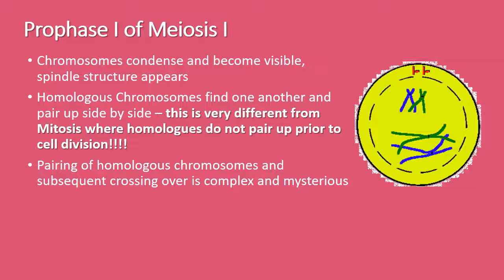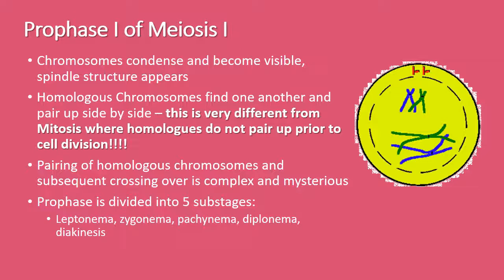The pairing of the homologous chromosomes and the subsequent crossing over is a very complex process, and it's actually pretty mysterious. If you read in the book and it describes what's going on, it says, you know, it's believed that XYZ, or it's theorized that this happens. They still don't really know 100% that they're right. This is just based on what they can see and the experiments that they've done. This is what they believe happens, but it's still a little mysterious, the whole process.